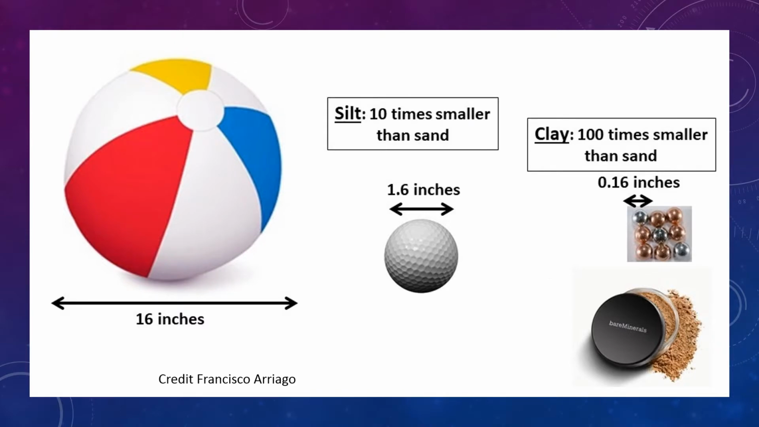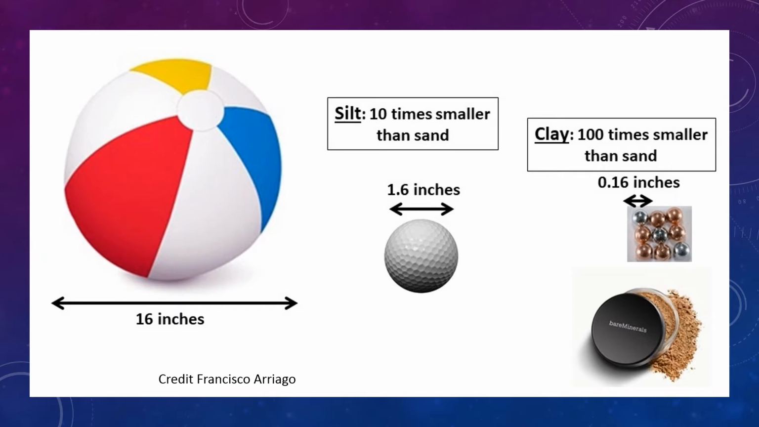Sometimes it helps to compare things to real world things so we get an idea of the magnitude of difference in size. If we took a 16-inch beach ball for sand, and compared it to silt, which is 10 times smaller, that'd be like holding a golf ball up next to one of those thin plastic beach balls.